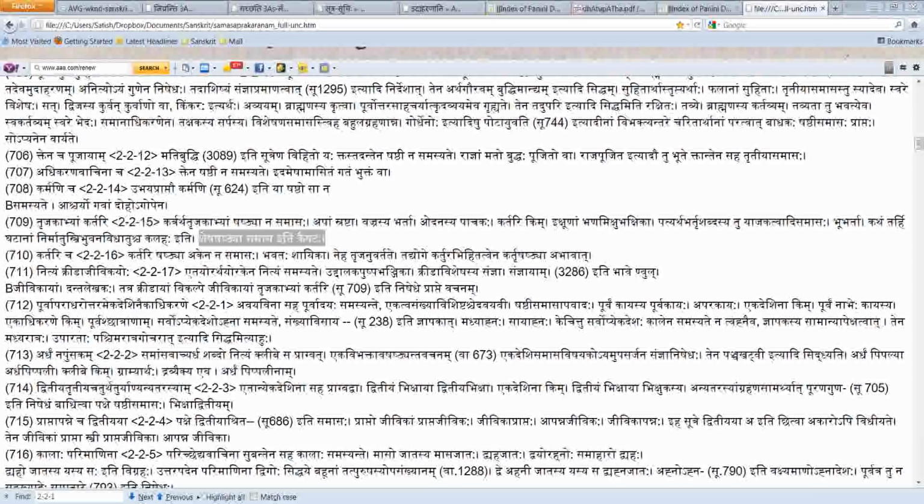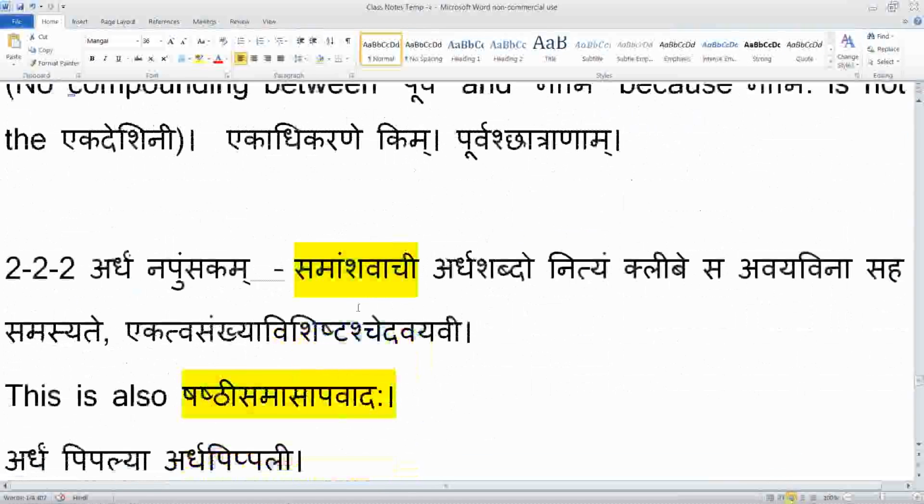It says samaushavachi, that's the key over here. This ardham can mean exactly half. When ardham means exactly half, it is only napumsakam. Otherwise, it doesn't have to be. So it says, samaushavachi ardhashabdo nityam klibe sa avayavena saha samasyate.